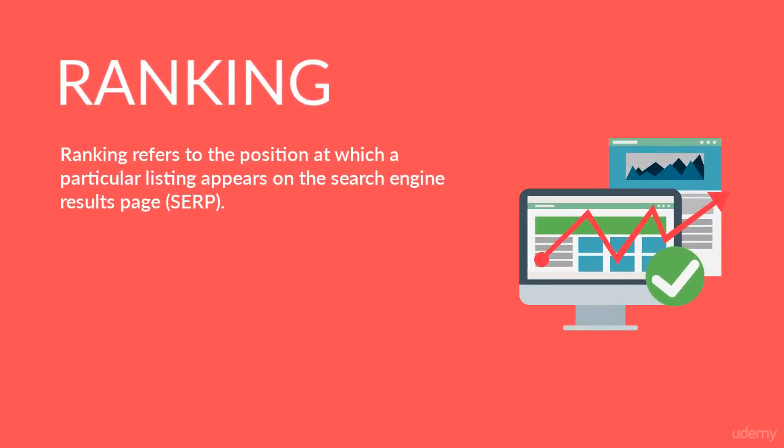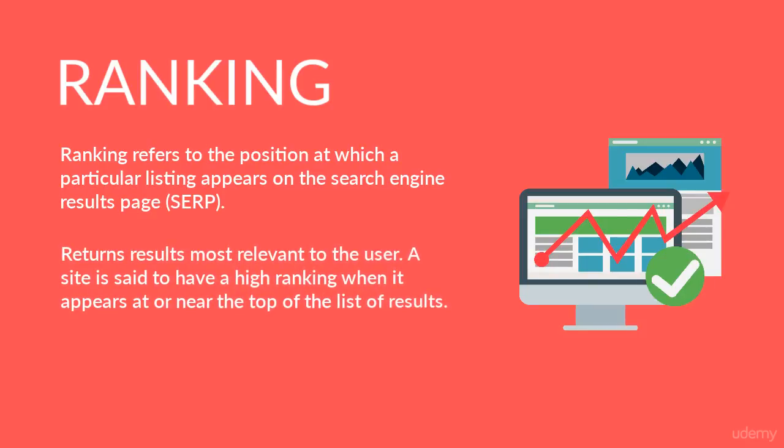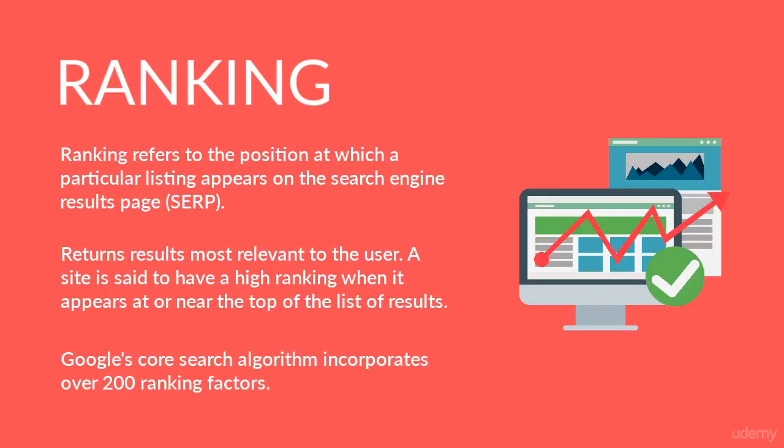When a user enters a query, the search engine scans the index to locate the most relevant sites. It then returns the results it believes are most relevant to the user. We refer to this as ranking. Ranking is determined by many factors. For example, Google uses over 200 ranking factors to identify the relevancy of their search listings.